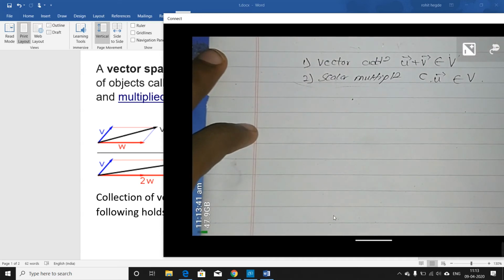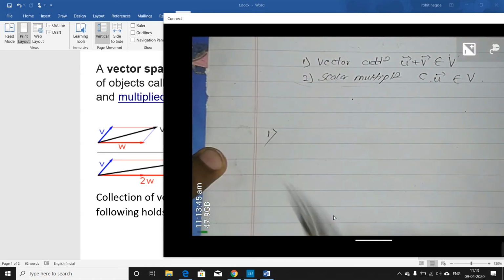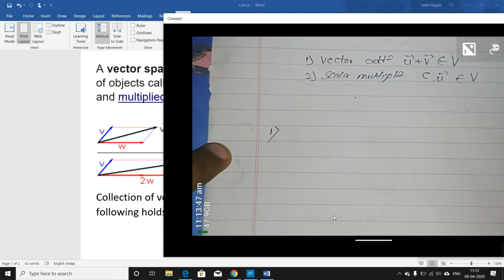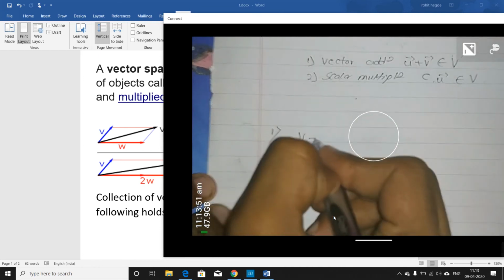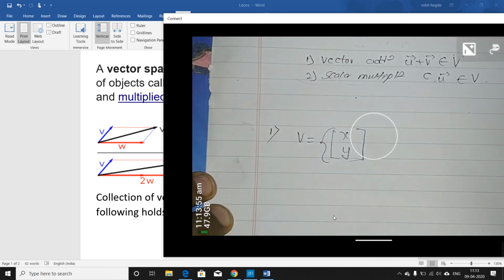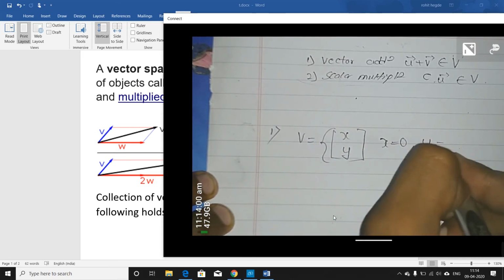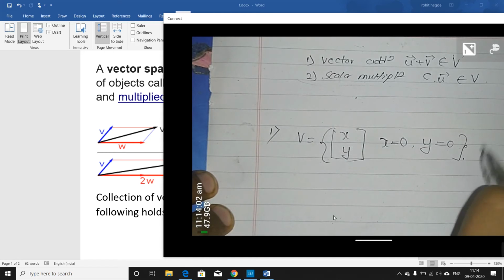So now let's see some practical examples. We'll understand now the actual meaning of vector space. If V equals (x, y), where x equals 0 and y equals 0, is this a vector space?